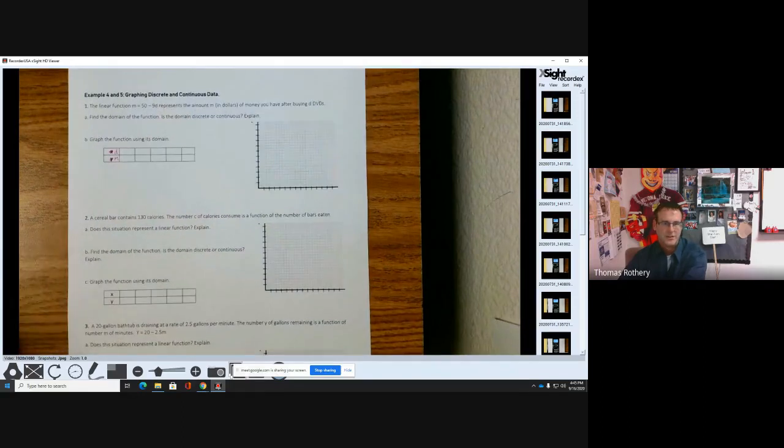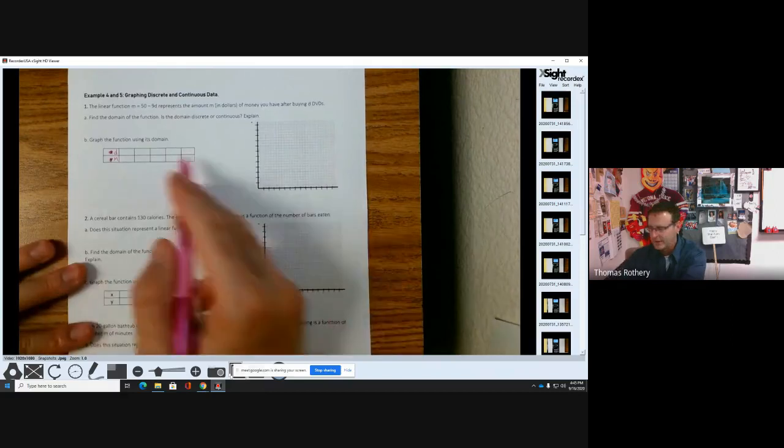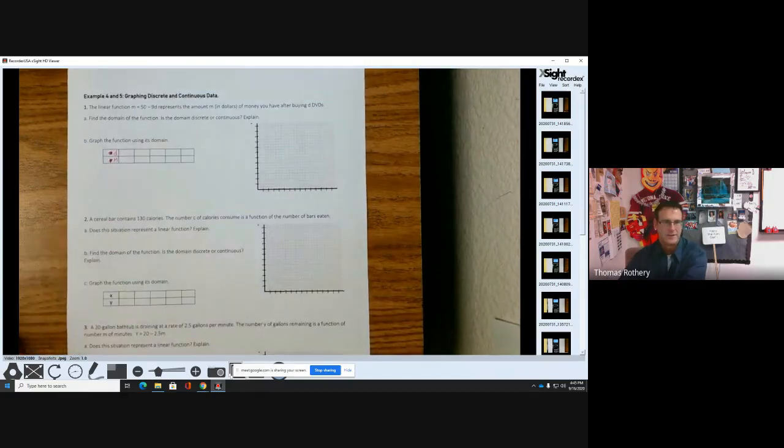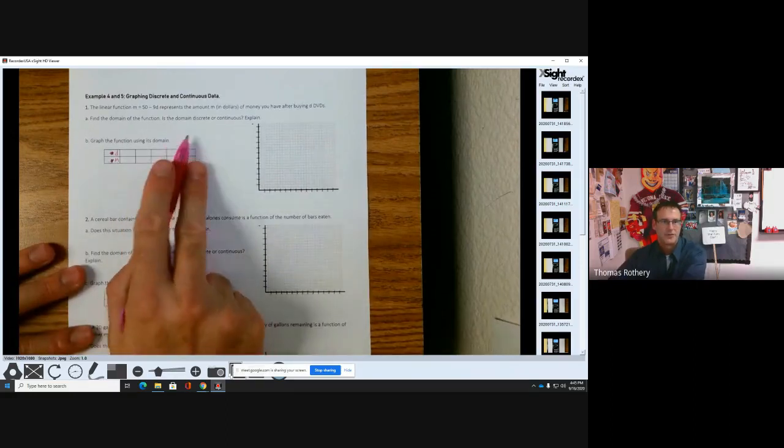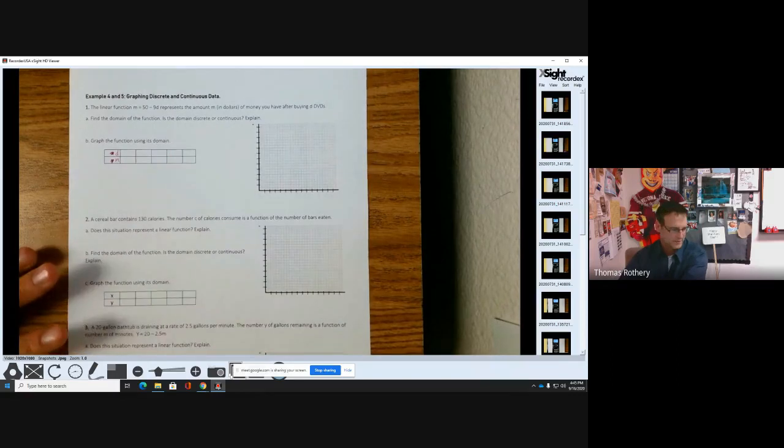What you've got to do is figure out how much money you're going to have left after you spend basically $9 for a DVD. So here's what I like to do. You've got to plug your own numbers in. Well, first of all, it says find the domain of the function. Is it discrete or continuous? We'll talk about that in a second.